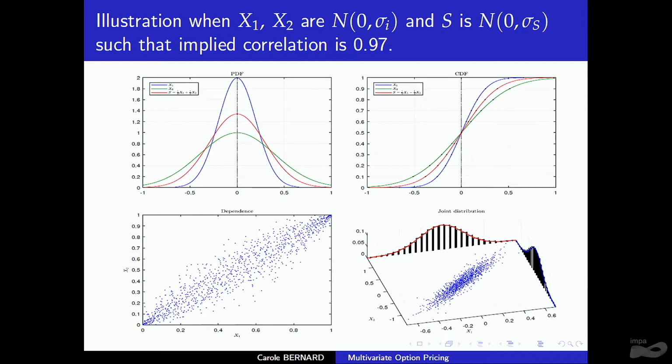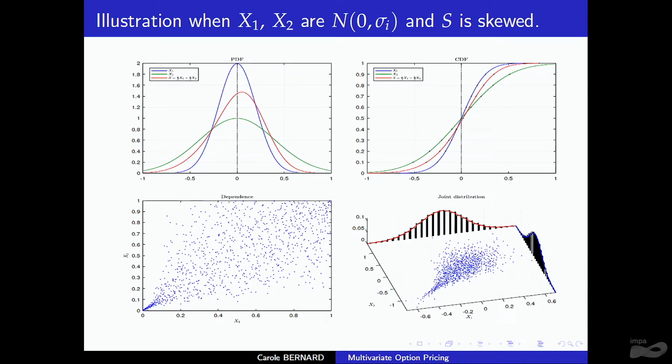And then, if instead of taking a normal, you skew it, and you take a skewed normal, what you get is that you can't have any more symmetric dependence, but the algorithm is going to have to work on x1 and x2 and change the dependence so that when you sum them, you reproduce the skewness of the sum. And what we find is that the algorithm is going to find tail dependence on the left corner to explain the skewness in the sum. So really, the algorithm gives you a dependence that's consistent with that.